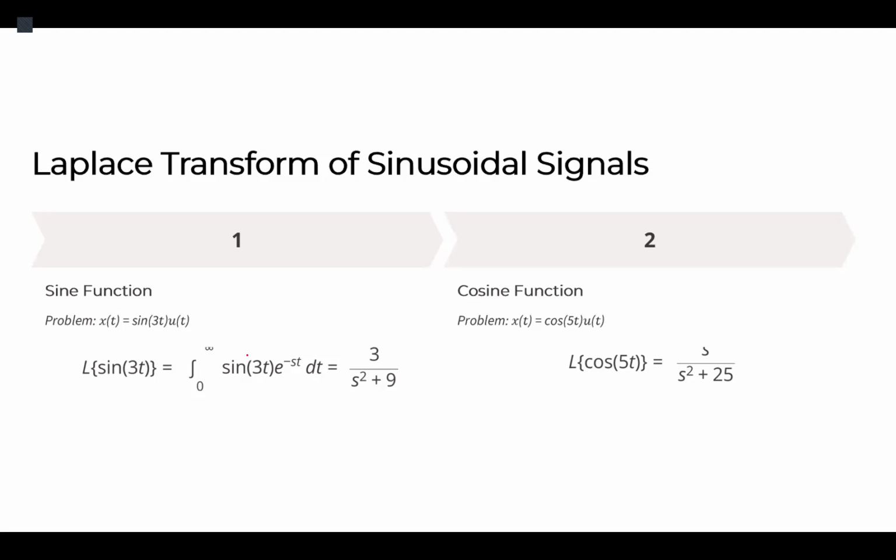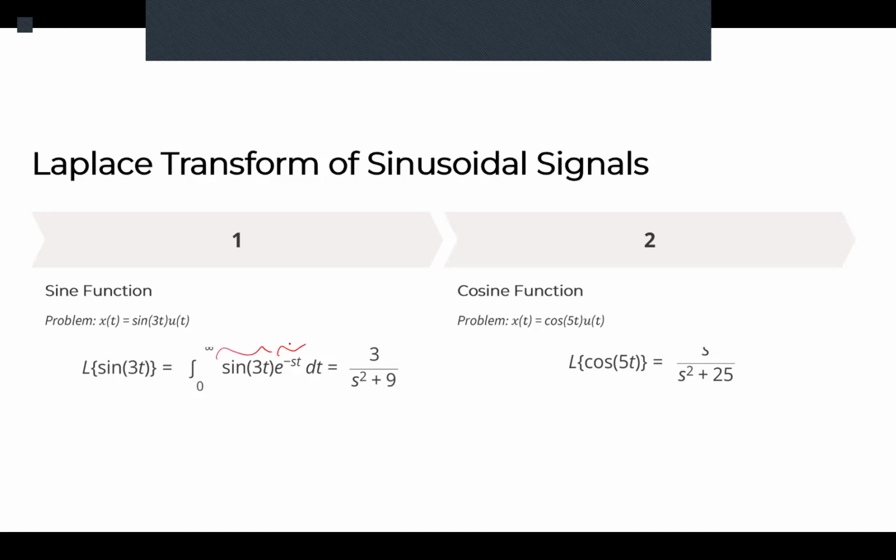Here again, we use the characteristics of the integral for a multiplication, like u dv. So we call this one u and this part dv. Ergo, du becomes 3 cosine of 3t, and v becomes minus e to the power of minus st over s. Are we good?